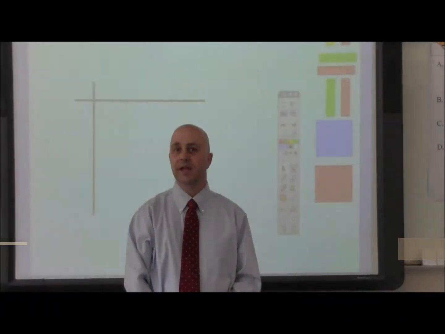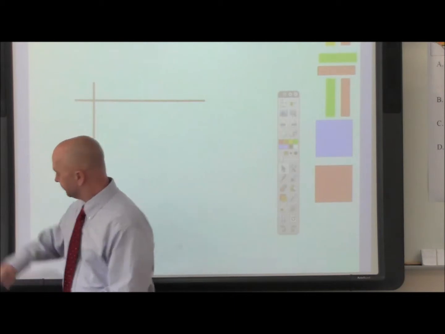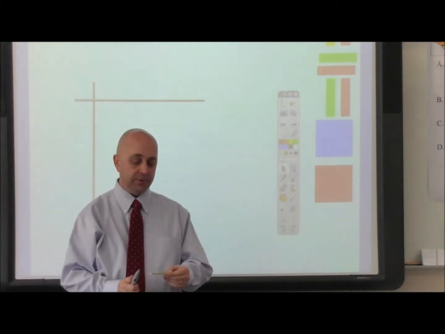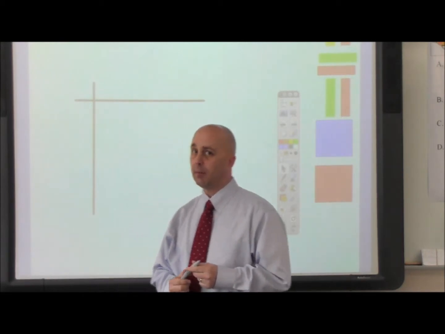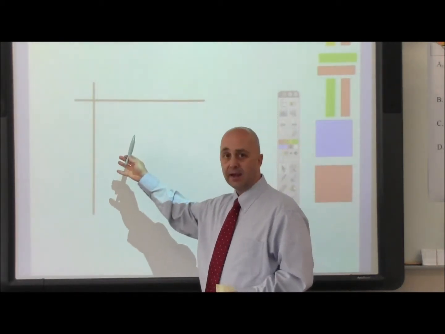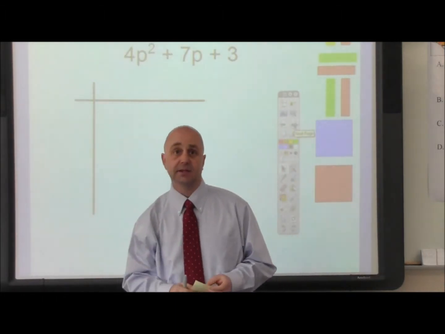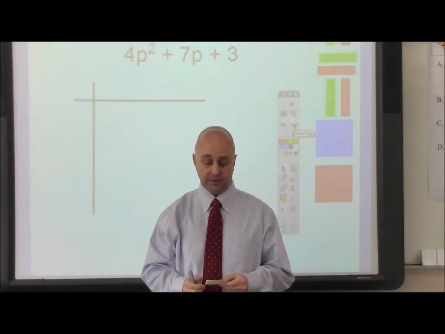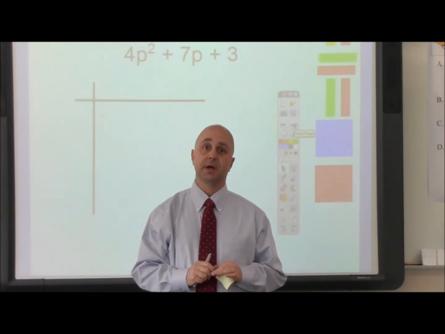So today we're going to look at factoring polynomials. And I have an example of 4p squared plus 7p plus 3. And I'm going to start out by modeling it with our mat and algebra tiles. So if I had that polynomial, 4p squared plus 7p plus 3, I could use algebra tiles to model it.